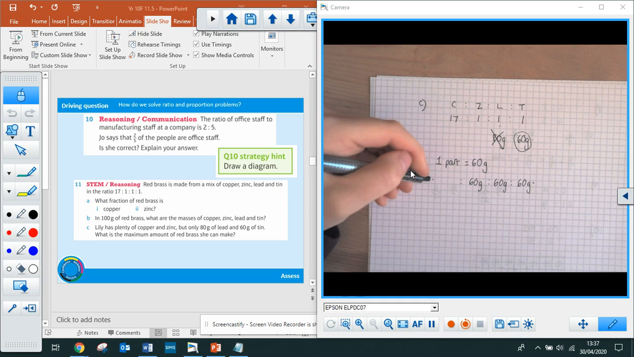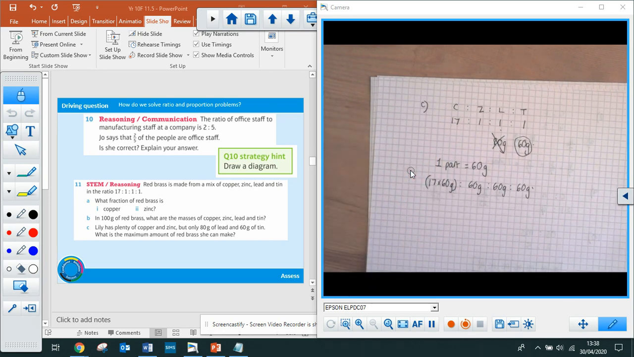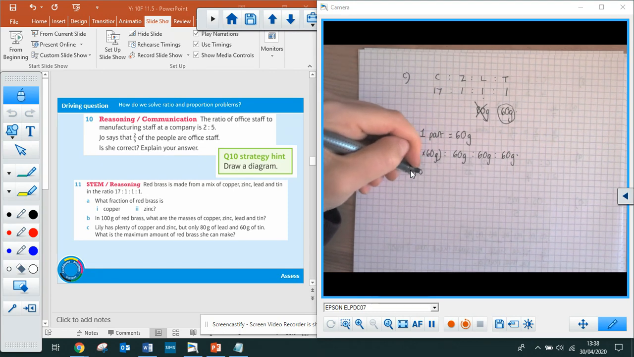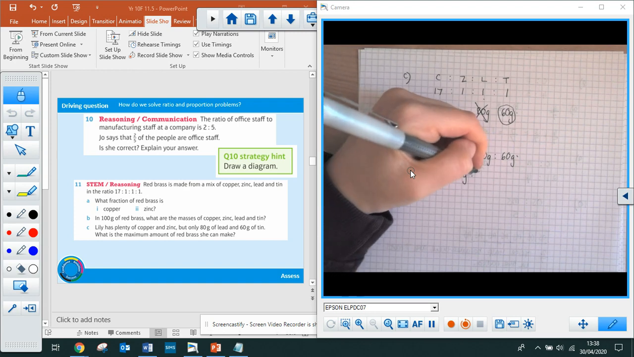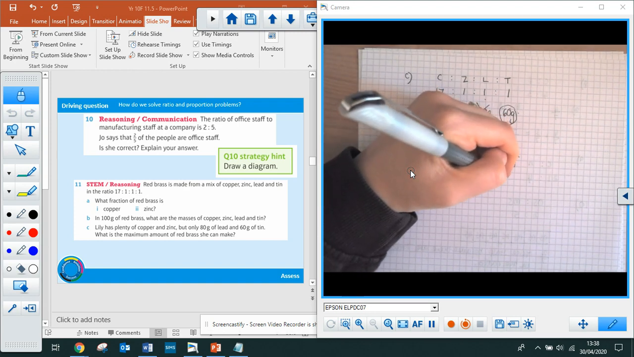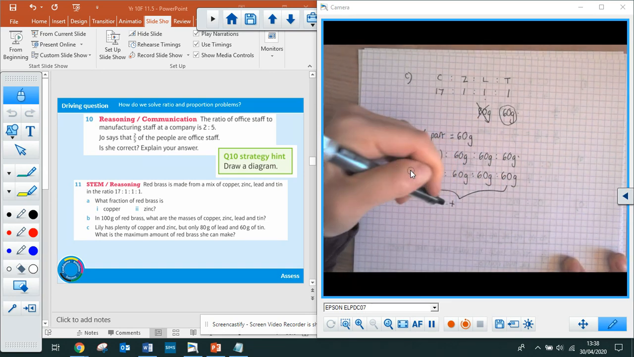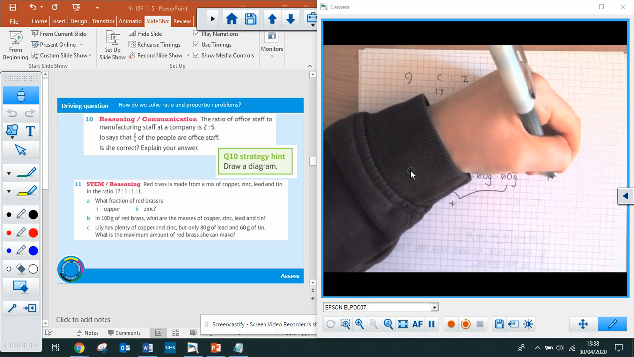And she's going to be able to use 17 lots of 60 grams. And they've said that she's got enough. So we know we can do that, okay. So 17 times 60 is going to be 1,020 grams. And I'm going to write the others all 60 next to it. So the question said, what is the maximum amount of red brass that she can make? Well, we just need to add these together. Okay, and that will tell us the maximum amount of red brass. So let's do that. I'll do it on the side.